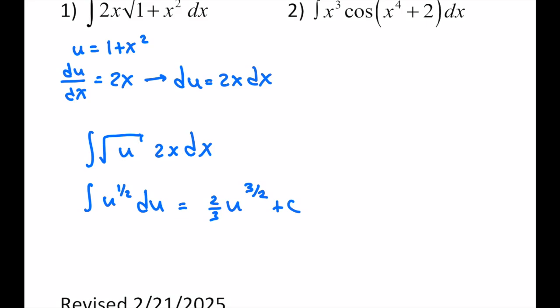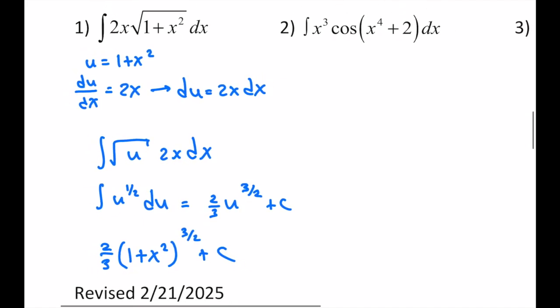And I'm going to replace, back-substitute. So I've got 2/3 times u, which is 1 plus x squared, to the 3/2 plus c. If we check, because it's always important to check our derivatives, the derivative of this, we're going to multiply 3/2 times 2/3, which gives us a coefficient of 1. Subtract 1, we have the square root. Multiply by the derivative of the inside, multiplied by dx. So there is our final antiderivative. We're looking for this combination of an inside function and the derivative of the outside. So here's really like our g(x), here's our g'(x). f is our outside function containing that interior g.